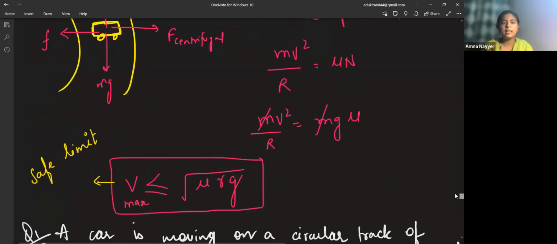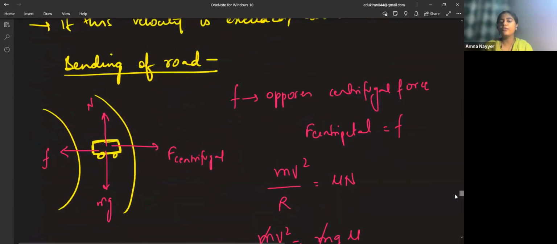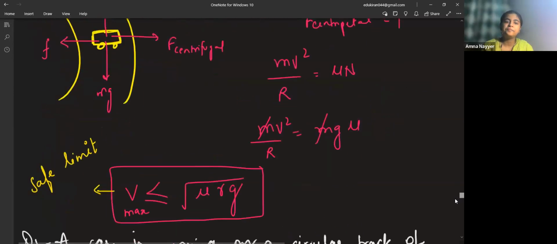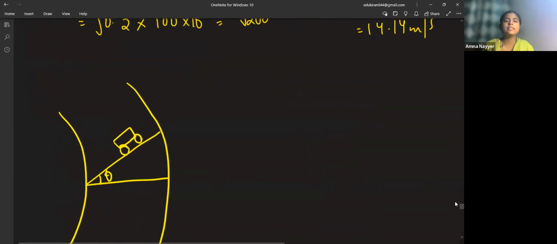See, in the last class, we have seen bending of road, when the road bends. So centrifugal force acts outside, frictional force acts towards inwards, normal reaction acts upwards, and downwards you have the gravitational force, that is weight. That was bending of road. This is banking of road.